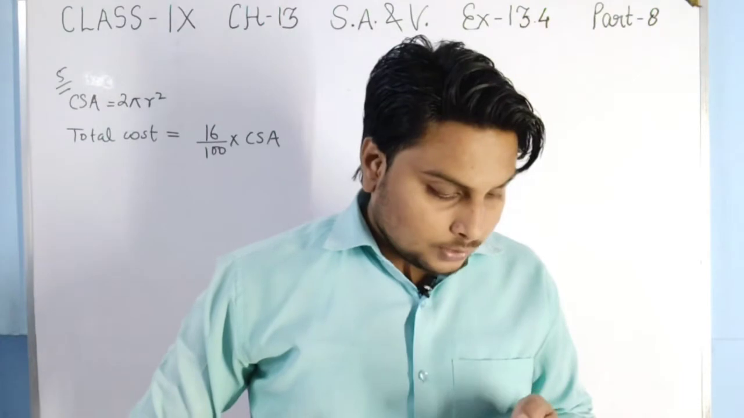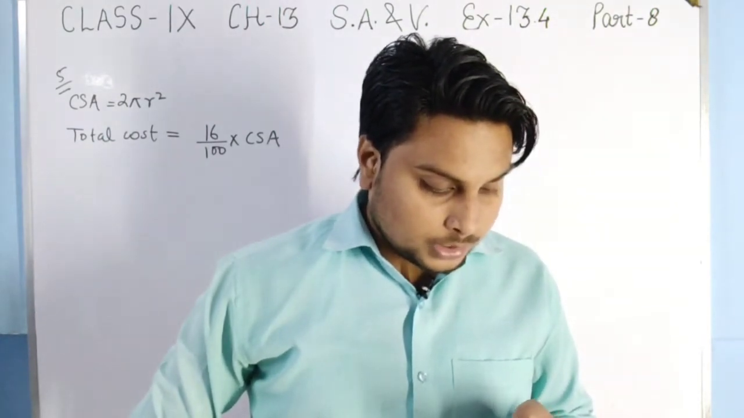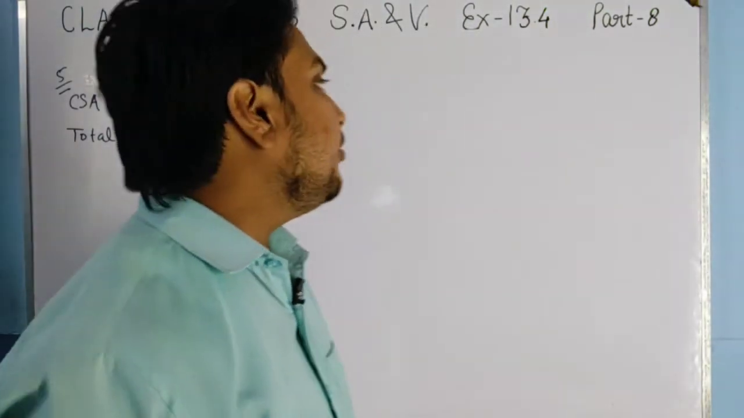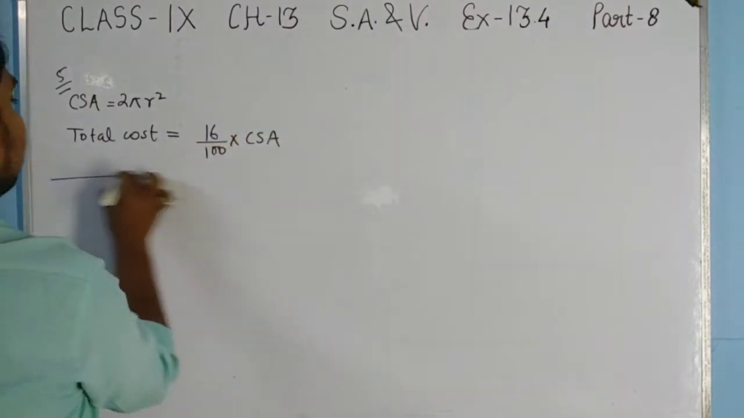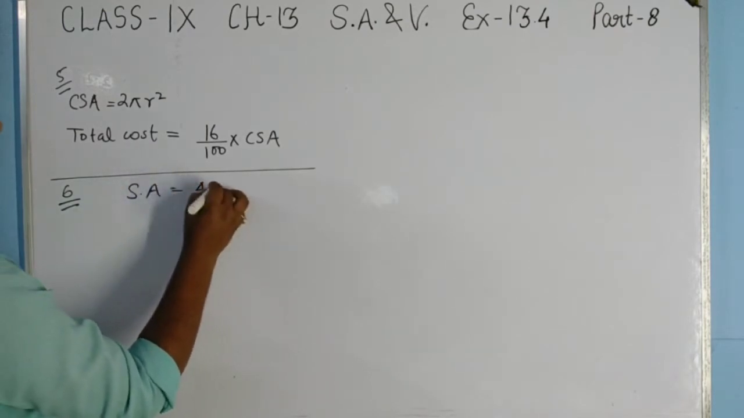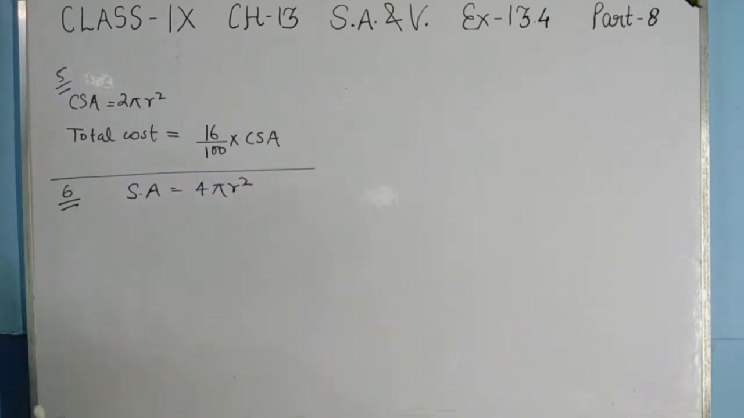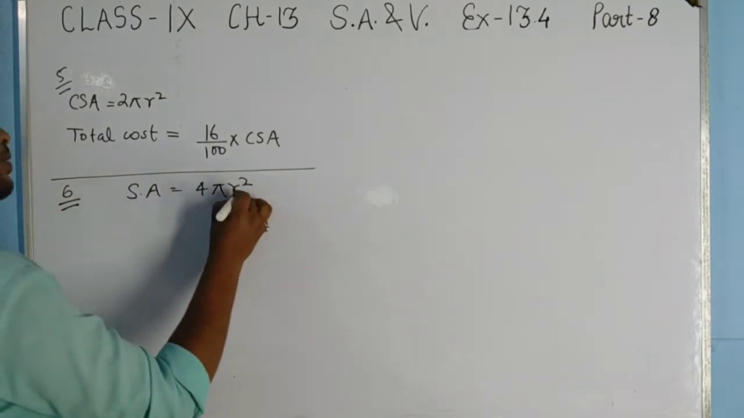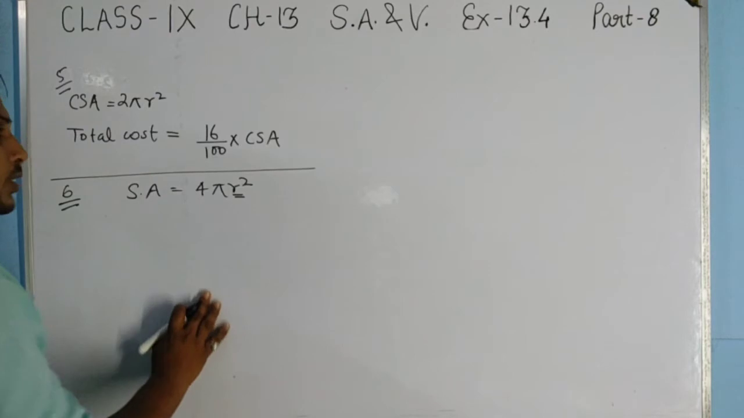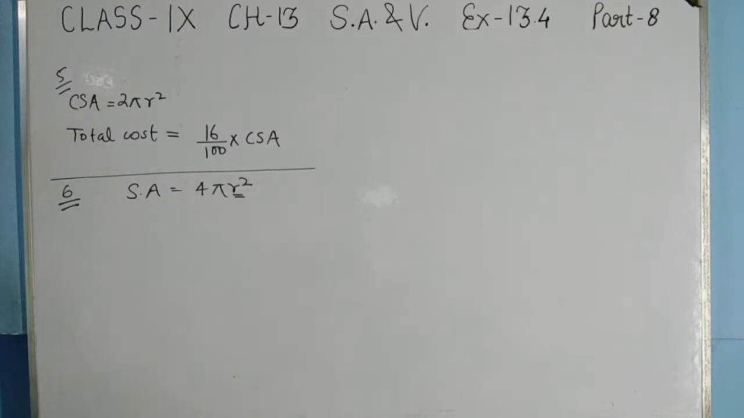Question number 6 is: find the radius of a sphere whose surface area is 154. So if the surface area is given, the surface area is 4 pi r square. You will put in all the values, and the only variable will be the radius. After finding the value of r square, you will take the square root, and hence you will find your r, the radius. Very easy question, students. You will try to do it yourself.